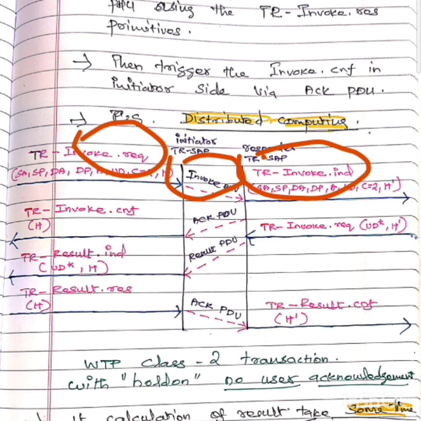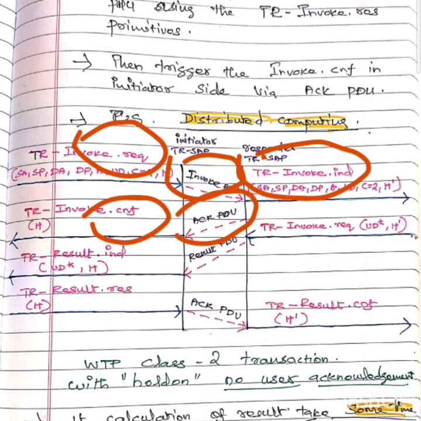If timeout happens, the responder side automatically generates the acknowledgement PDU. There is no wait for the user acknowledgement. The system itself sends the acknowledgement PDU to the sender side. It's confirmed. The remaining flow is the same as the previous diagram. That's the only main thing here. This shows that the responder is still alive and currently busy processing the request.